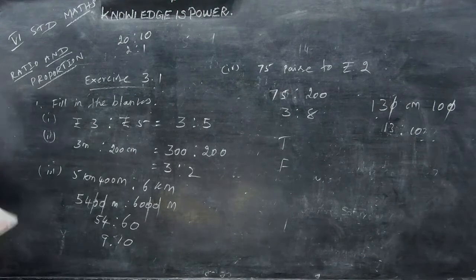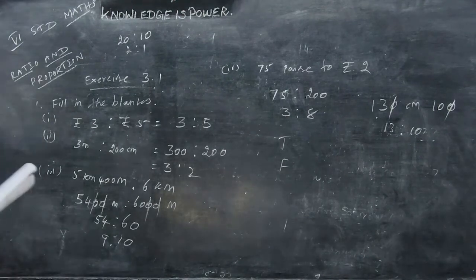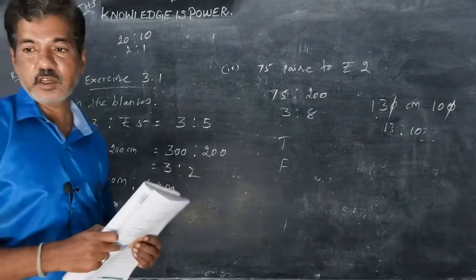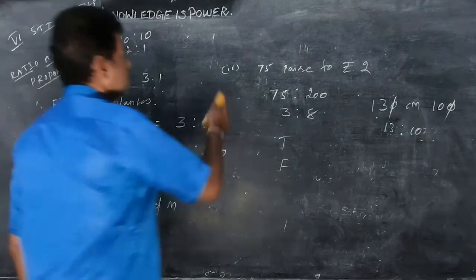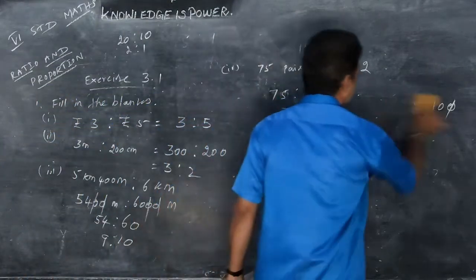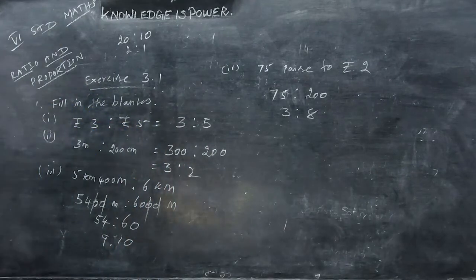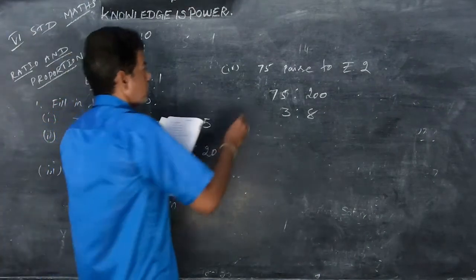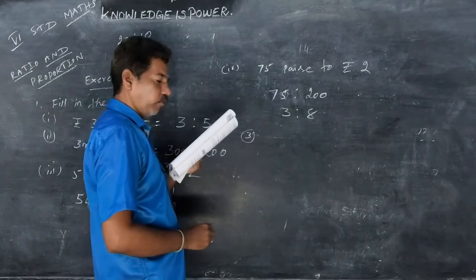Okay, so now we move on to question number 3. After finishing that, I will proceed. Question number 3, I will follow that. So you note it. Question number 3, in the same exercise. Find the simplest form of the following.